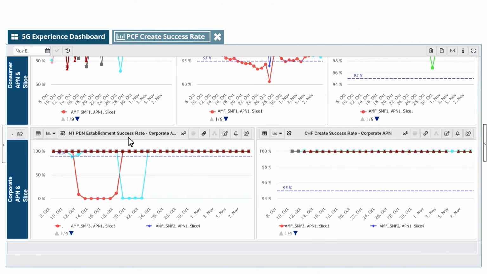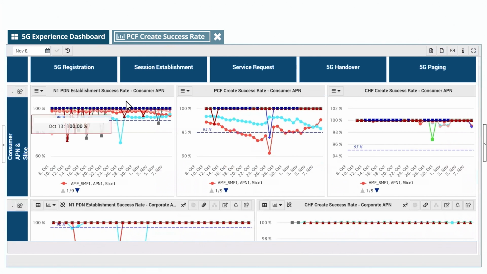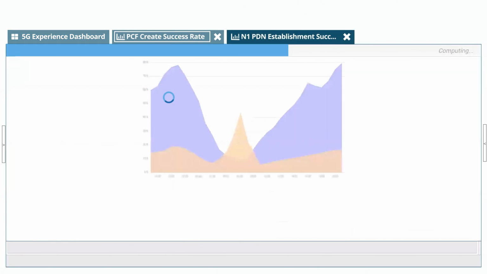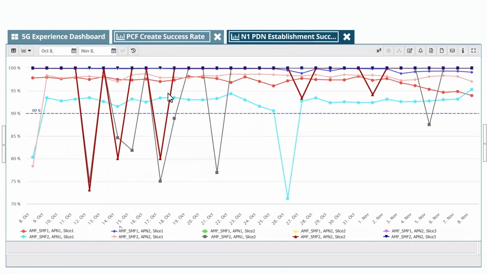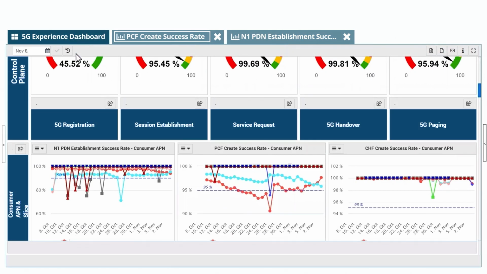I can monitor KPIs such as 5G session establishment and PCF, create success rates, by policy and charging function for each APN and network slice. I first check the 5G session establishment success rate, which can be monitored based on 5G network slices, or APN, or a network node. This helps me to isolate issues of low session establishment success rate by each network slice, APN, or network node. I now look at the create success rate for policy control function.